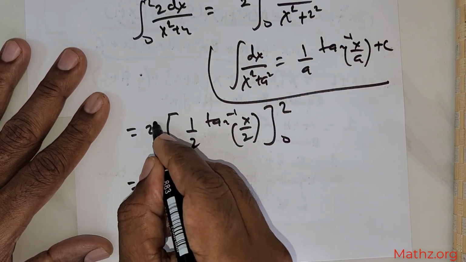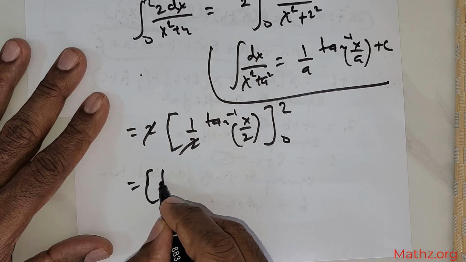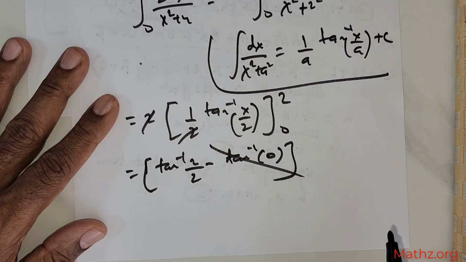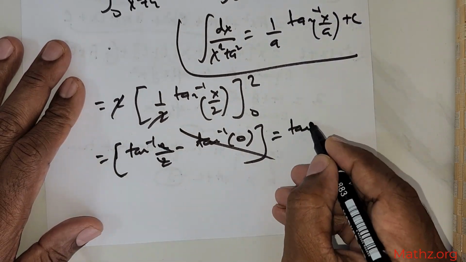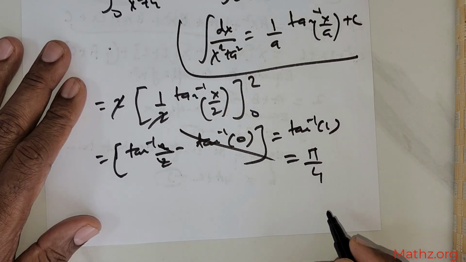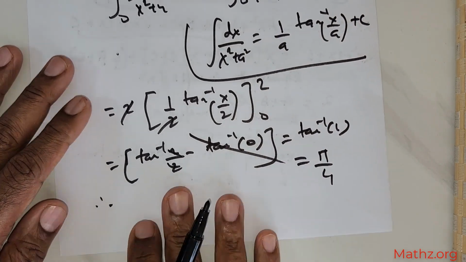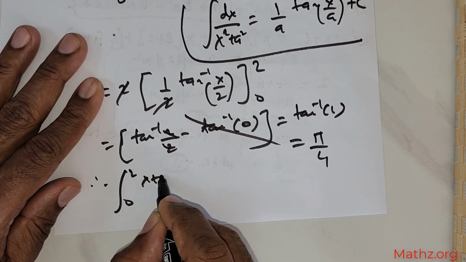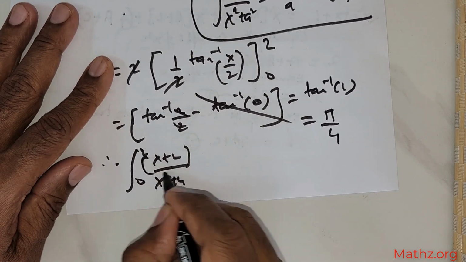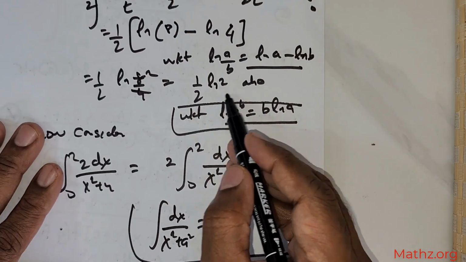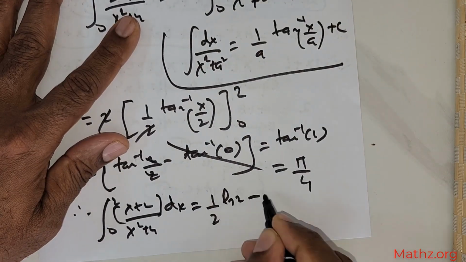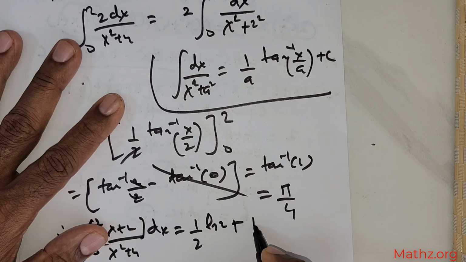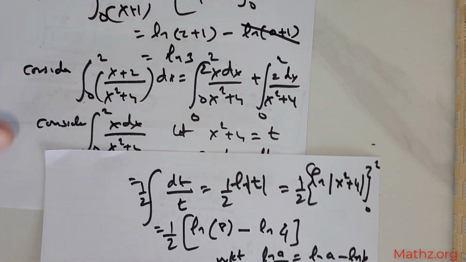So I substitute. In fact, 2 and 2 can be cancelled. I substitute the upper limit, I get tan inverse of 2 over 2. I substitute the lower limit, I get tan inverse of 0. Now tan inverse of 0 goes away, 2 and 2 get cancelled, giving me tan inverse of 1, which is pi over 4. So now you need to club it. Therefore, the integral from 0 to 2 of x plus 2 divided by x squared plus 4 times dx is equal to the first quantity, 1 over 2 times ln 2, followed by the second quantity, plus pi over 4.